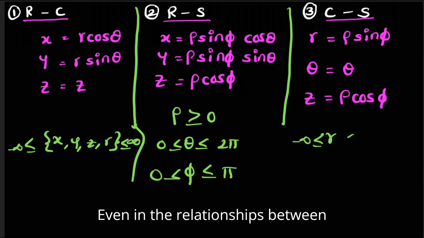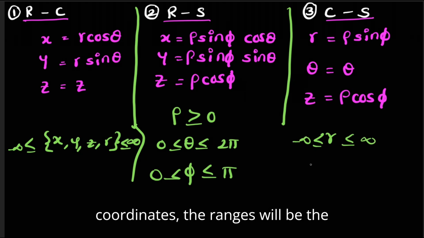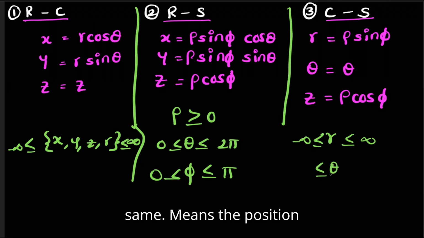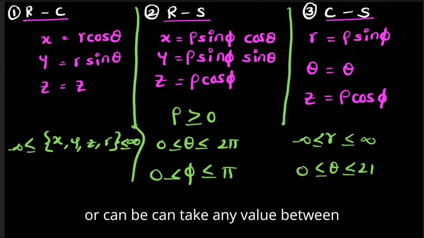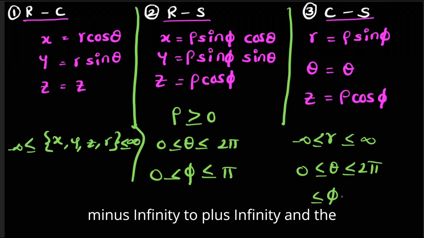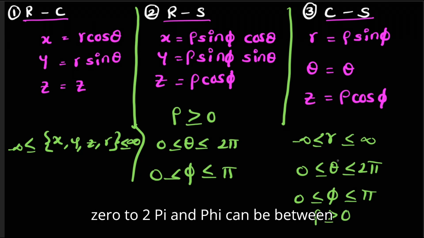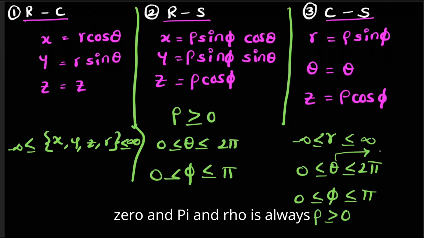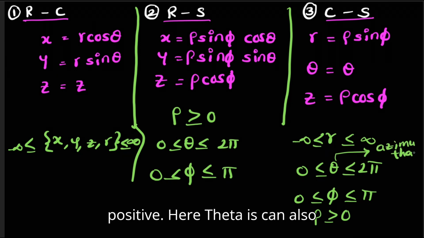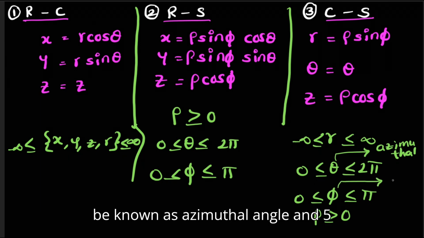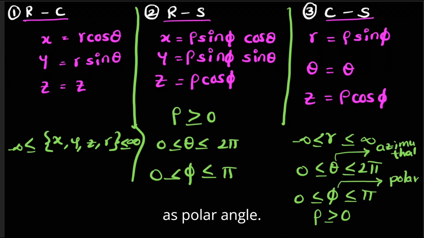Even in the relationships between cylindrical and spherical polar coordinates, the ranges will be the same. That means the position r can take any value between minus infinity to plus infinity, the azimuthal angle theta can be between 0 to 2 pi, phi can be between 0 and pi, and rho is always positive. Here theta is also known as the azimuthal angle and phi as the polar angle.